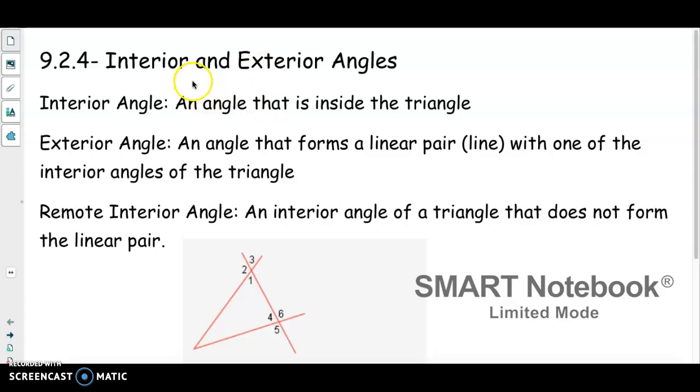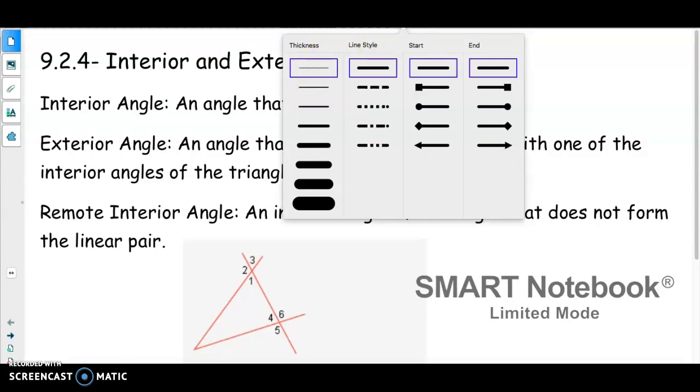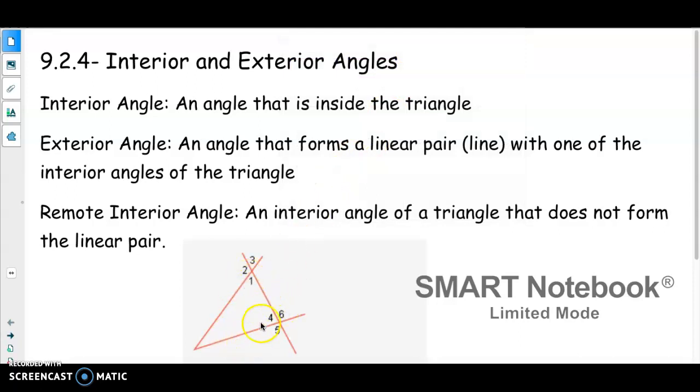Okay, so this is help for the quiz for 9.2.4, interior and exterior angles. There are a couple definitions that you need to know first. You need to know what an interior angle is. An interior angle is any angle that is inside the triangle. So here on my little example below, any of the interior angles would be any of these inside the triangle, okay?